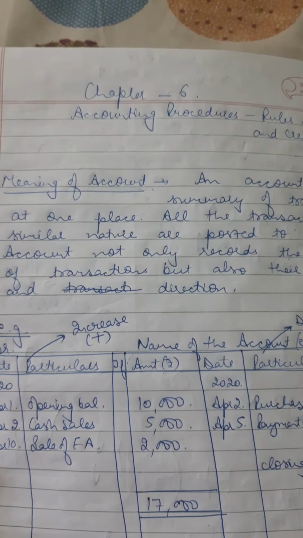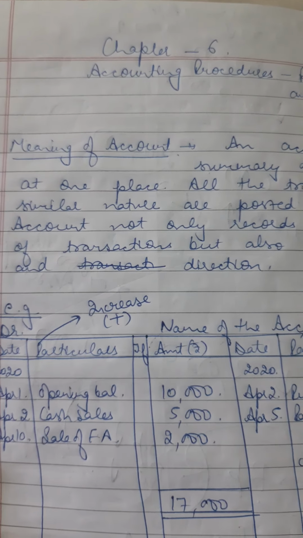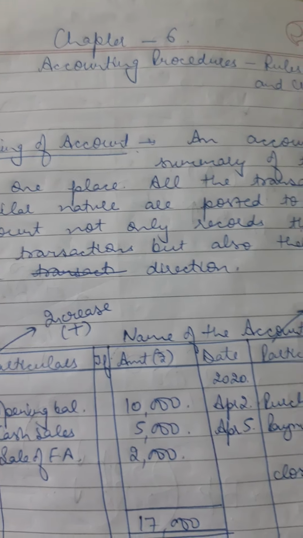Now what is this account? Account is a summary of transactions at one place. All the transactions of similar nature are posted to one account. Account not only records the amount of the transaction but also it shows their effect and direction. Direction says whether the amount in the account is increasing or it is decreasing.